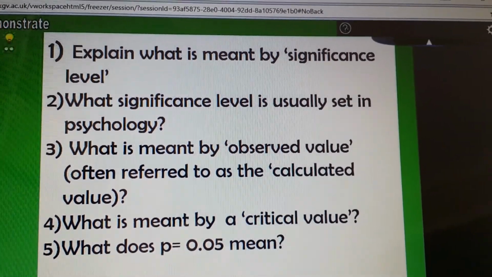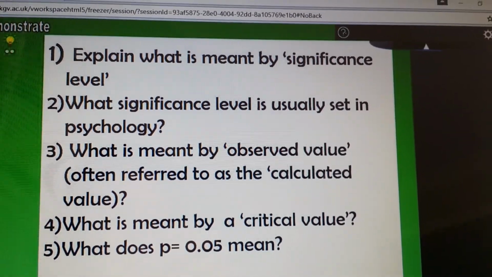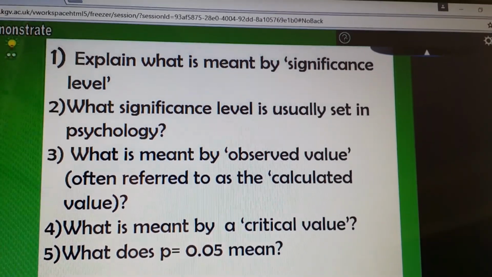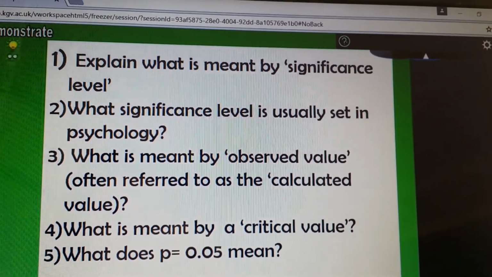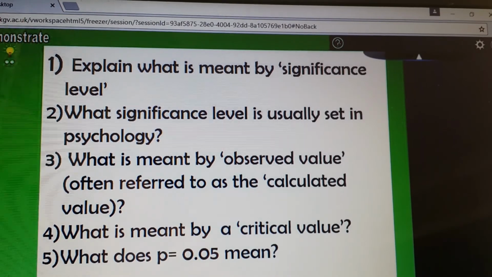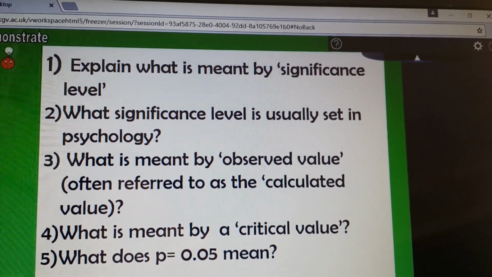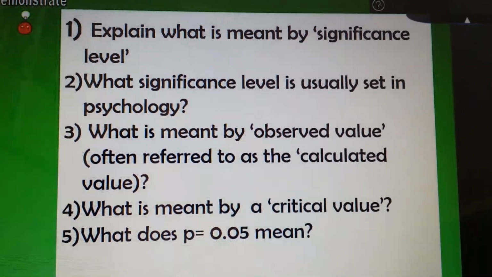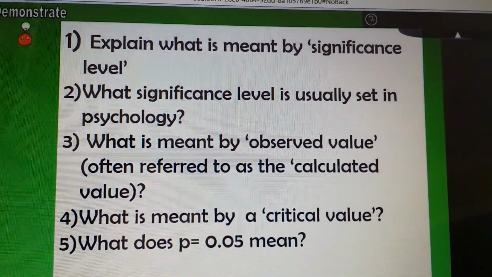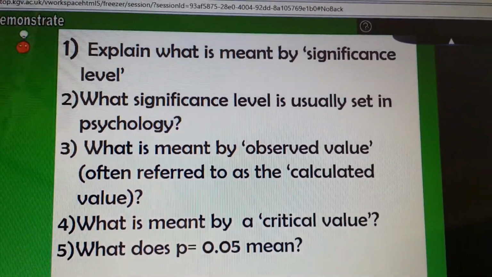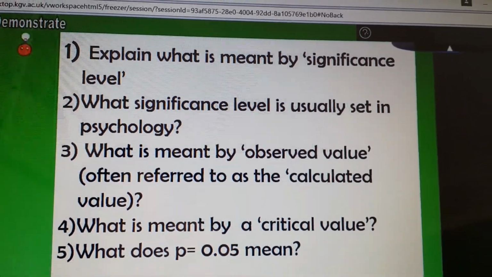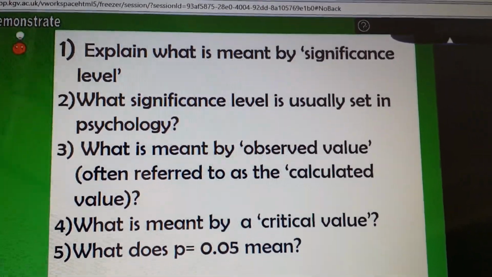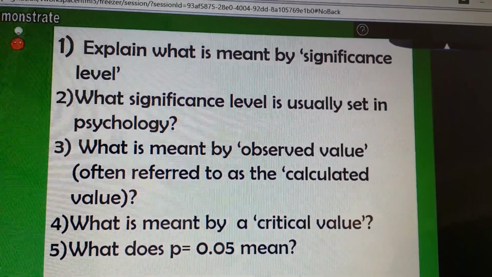What is meant by an observed value, often referred to as the calculated value? This is the value that you get when you've carried out an inferential test, such as a Wilcoxon or a Mann-Whitney. What is meant by the critical value? This is the value on the table. What does P equals 0.05 mean? This means that we are 95% certain of our results. This ends the session on significance and probability.